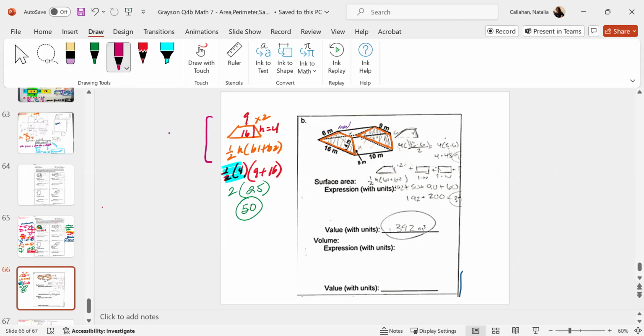This right here is your face 1, face 2, correct? Next, we're gonna look for face 3. Start from the top. Do you see this face right here? Right there in pink? What are the 2 sides that I need to use to find the area?